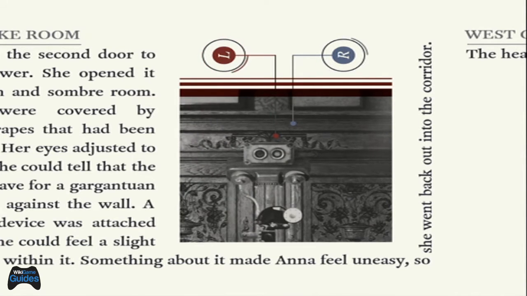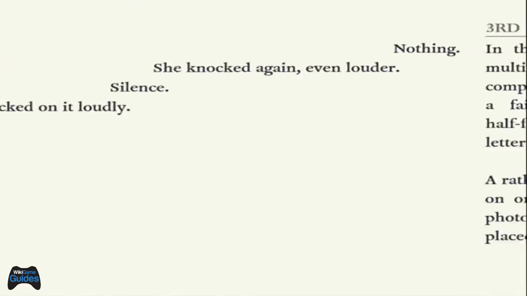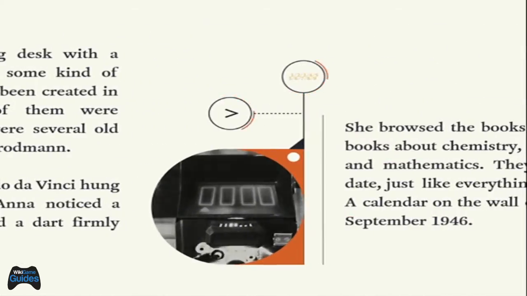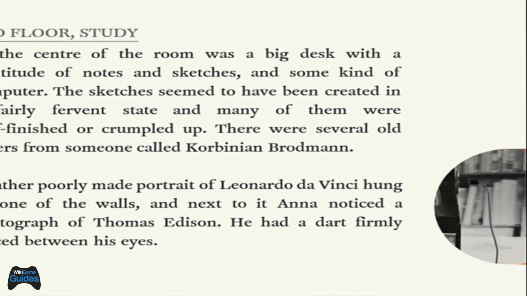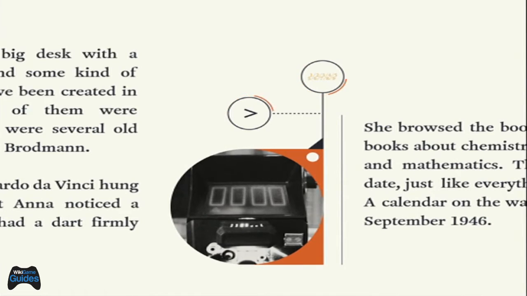The next thing is you will find a computer in a room, the third floor study, that has a portrait of Leonardo da Vinci hung on the wall. The computer is going to ask for a 4-digit code, and you will also need to solve that in order to advance.